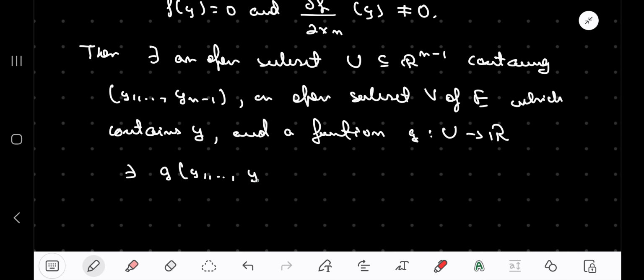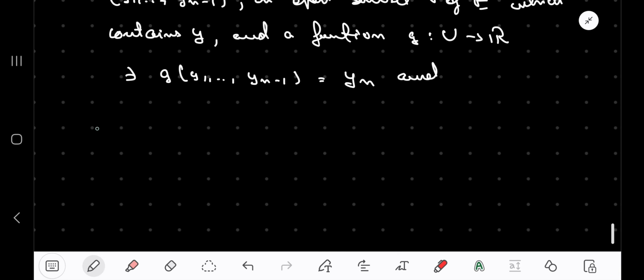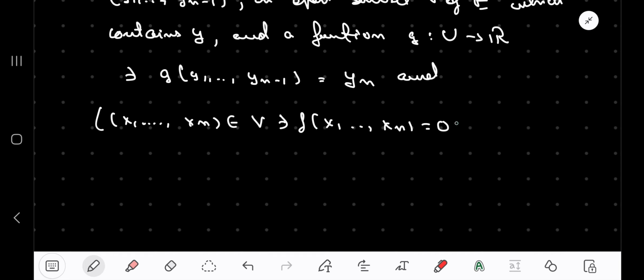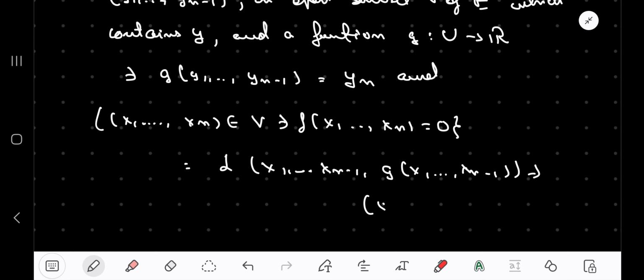such that g of (y1, ..., y(n-1)) is just yn, so it is a real valued function, and the level curve of f in V such that f of x is 0 is exactly equal to the graph of g, such that (x1, ..., x(n-1)) is contained in U.